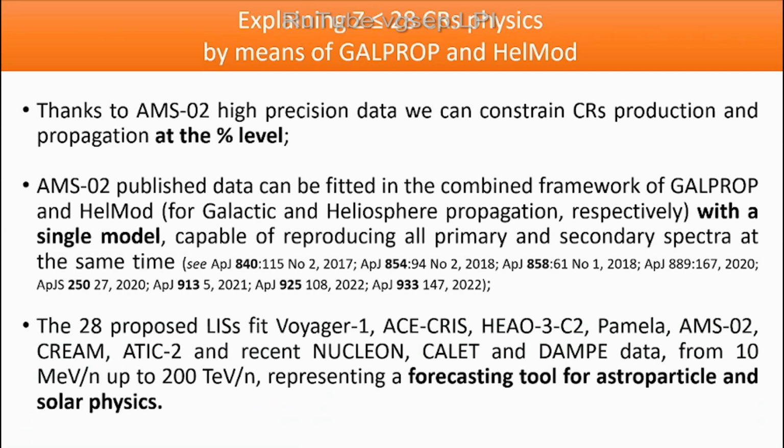And we produced these 28 local interstellar spectra using the main data sets from low energy Voyager 1, ACE, CRIS, and so on, to AMS, CREAM, and very high energy data such as NUCLEON, CALET, and DAMPE. So basically, these spectra are from 10 MeV per nucleon up to a few hundred TeV per nucleon. And this represents obviously a good forecasting tool for astroparticle and solar physics.